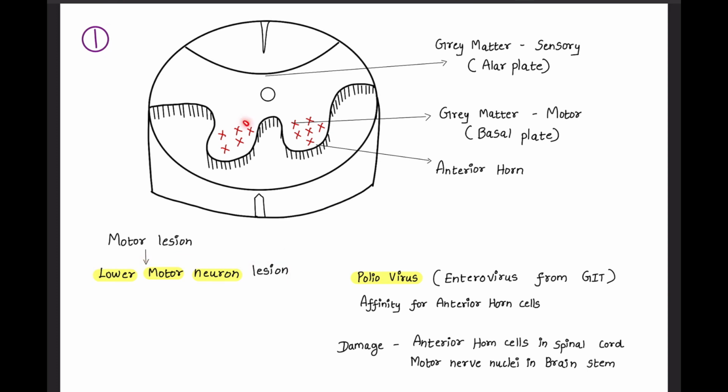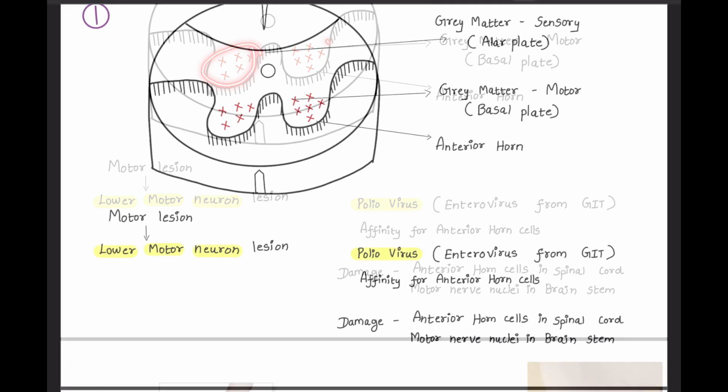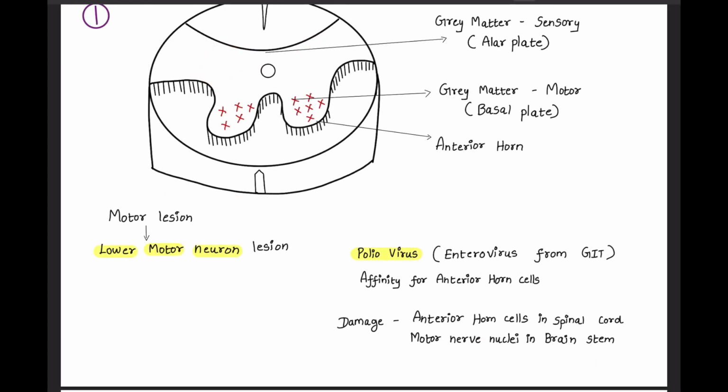So this lesion is caused by a virus known as poliovirus. This is a type of enterovirus. You can see this virus in the gastrointestinal tract. This poliovirus has a higher affinity for anterior horn cells, that is, this poliovirus loves to affect these anterior horn cells. This poliovirus will not only affect the cells in the anterior horn, it will also affect the motor nerve nuclei in the brainstem. In the ascending tract of spinal cord lecture, I have discussed various nuclei in the brainstem.